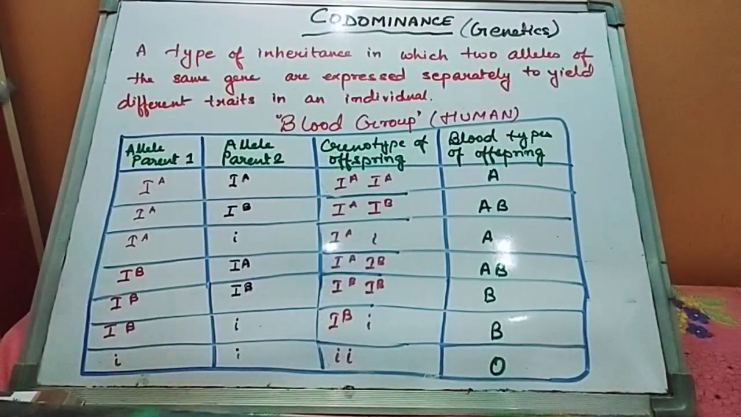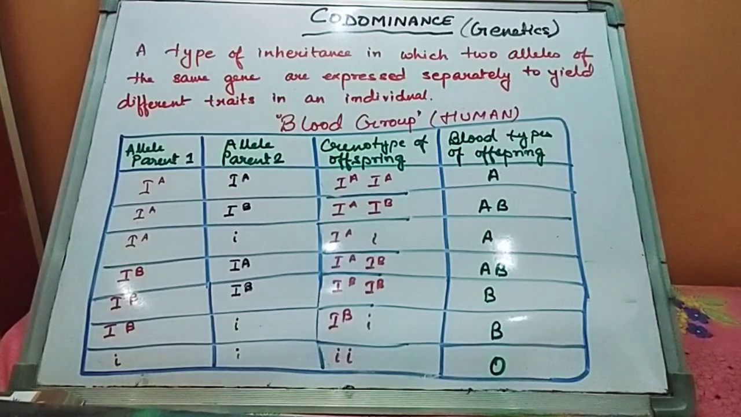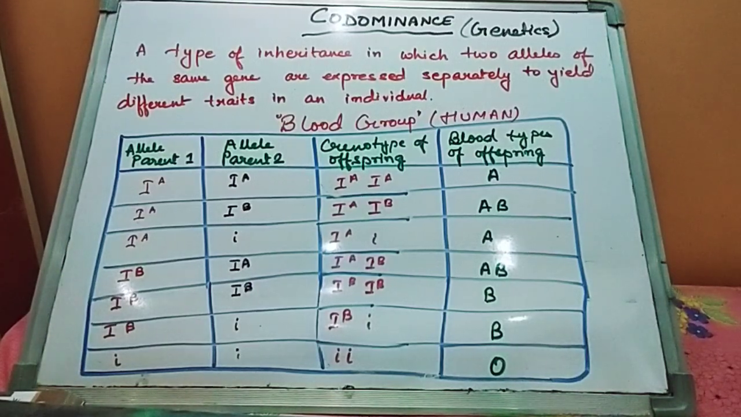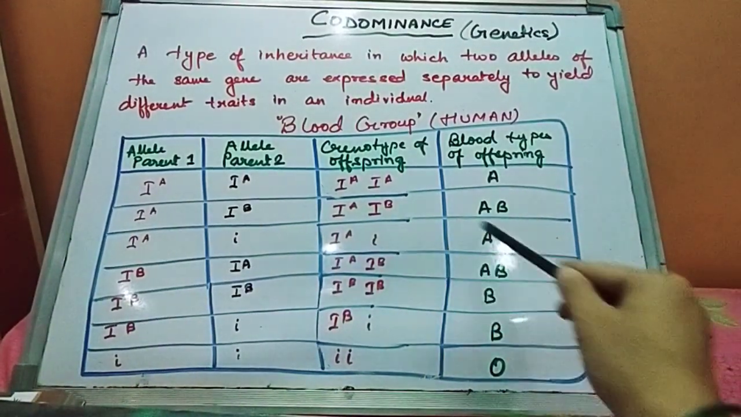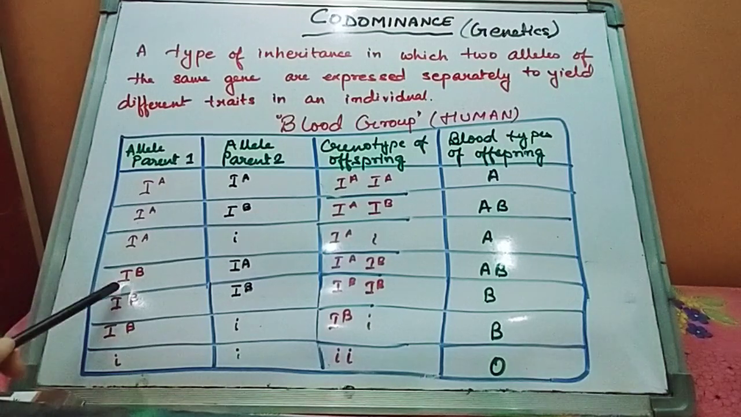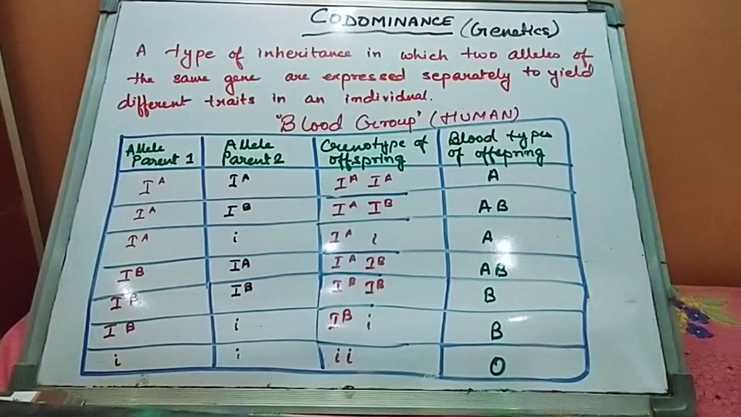In the second case, it has been written IA from parent 1, IB from parent 2. The genotype combination in that offspring is IA IB. That means both A and B will produce their sugar respectively, and the blood group of that offspring will be AB. Next one is IA and small i. As we know, small i does not produce any sugar, so IA is dominating over small i. So the combination is IA i, and the blood group will be A in that offspring. Next one is IB, IA. Again the combination is IA IB, and the blood group would be AB.